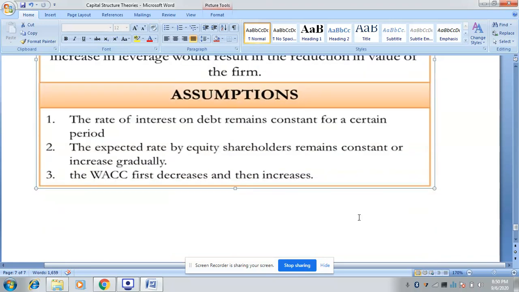Assumption: the rate of interest on debt remains constant for a certain period. The expected rate by equity shareholders remains constant or increases gradually. The weighted average cost of capital first decreases, then increases.